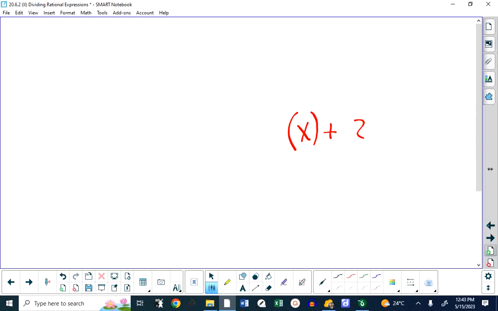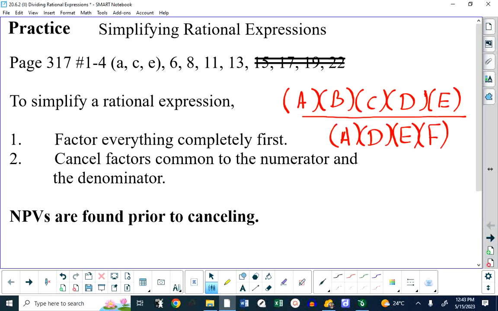So bottom line is, if you do all of the work to factor things and that's what you get, it doesn't matter what A is. A could be x plus 8, but you have an x plus 8 and an x plus 8. They're gone. You have a D and a D, an E and an E. And then you're done. Whatever you have left, B, C over F, is your answer.